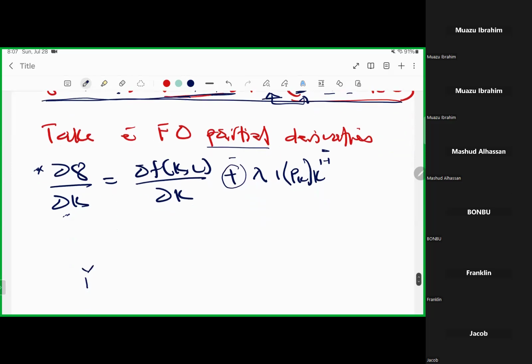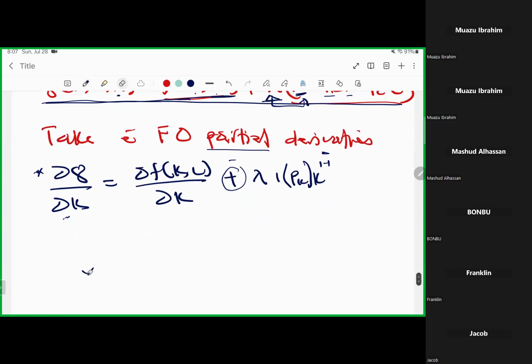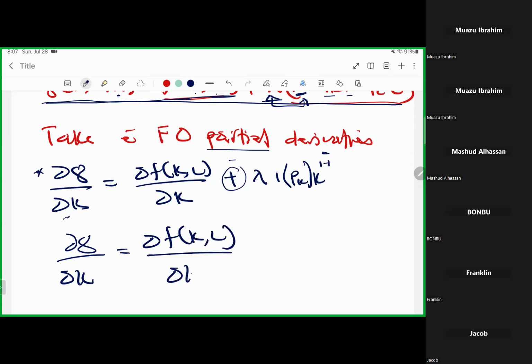So in this case, our delta G all over delta K would be equal to just the same thing, which is the production function all over K, minus this one, price of K, which is the price of capital. So we can call this equation 1.